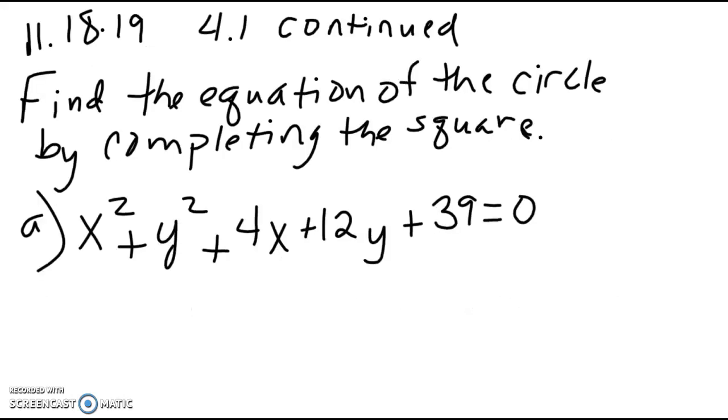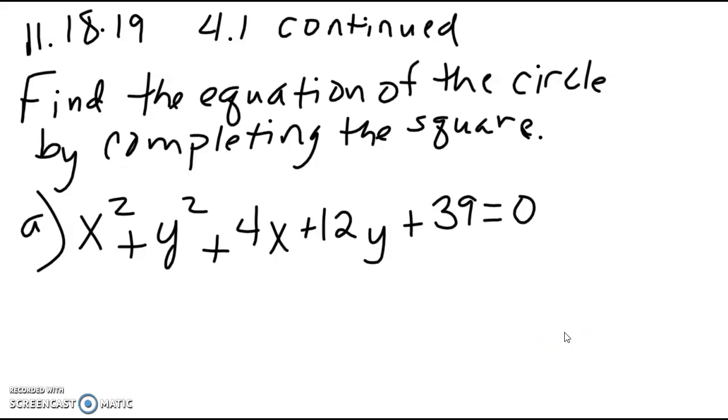Okay, so lesson 4.1 continued. We're going to find the equation of the circle in standard form, and by putting it in standard form, we can identify the center and the radius easily, and that would help us with graphing. The equation as it is is not in standard form, and the way to put it in standard form is by completing the square. So that's what we're going to do here.